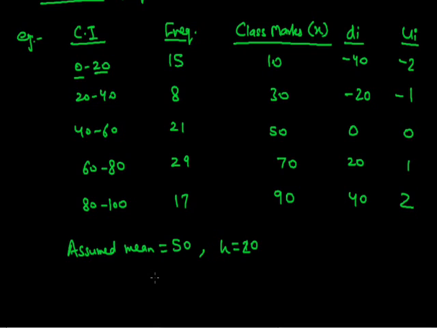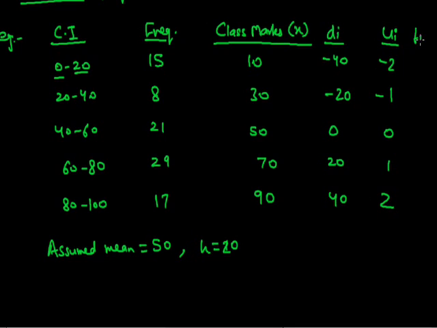Now we will find the value of fi ui, which is frequency into ui. That is 15 into minus 2, which is minus 30, 8 into minus 1 is minus 8, 0, 29 into 1 is 29, and 17 into 2 is 34. If we add these, again we get a much smaller value. 34 plus 29 is 63, 63 minus 30 is 33, and 33 minus 8 gives 25.